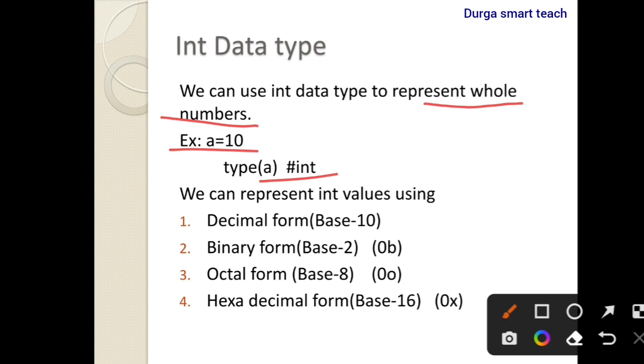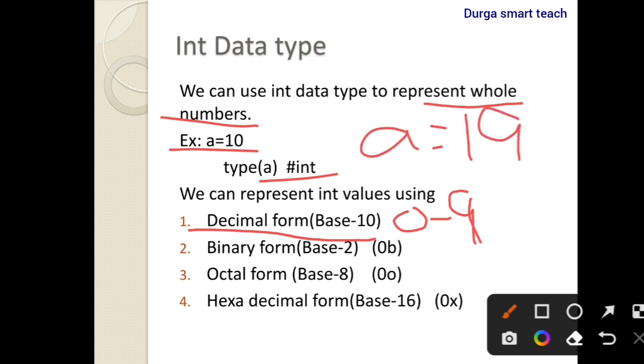Okay. So we can also give the integer values by using these number systems, each with its own base. The first one is decimal form. What is the base? The base is 10, and the values are 0 to 9. So you can give an integer like 19. The 1 is part of 0 to 9, and 9 is also part of 0 to 9.